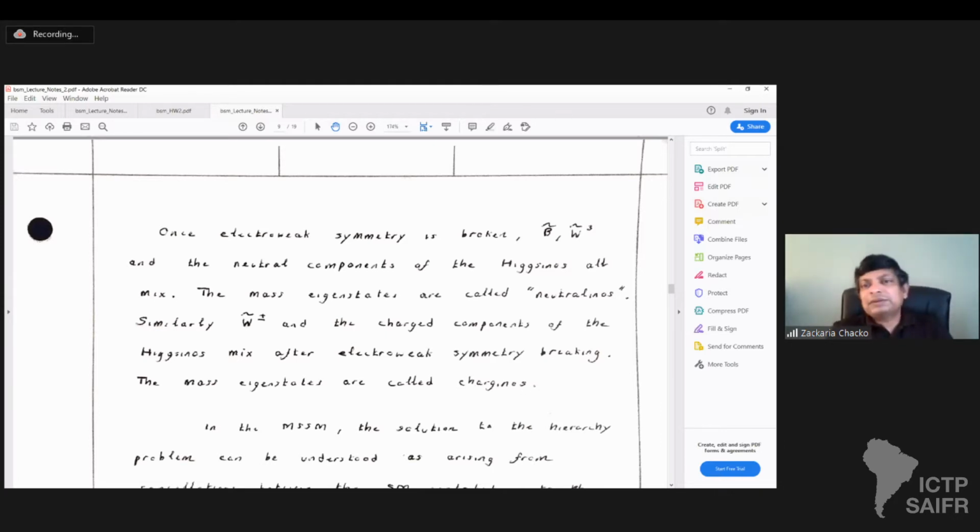So usually in supersymmetry, you don't usually talk directly about the bino or the wino. Usually you hear them talk about the neutralinos or the charginos because the mass eigenstates are all mixed up.